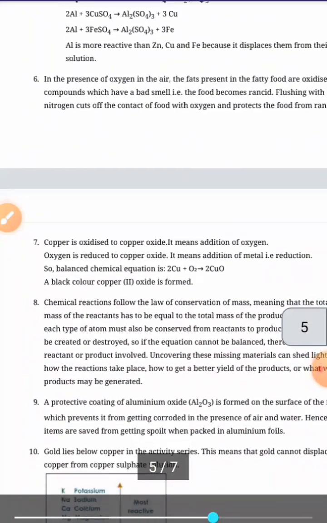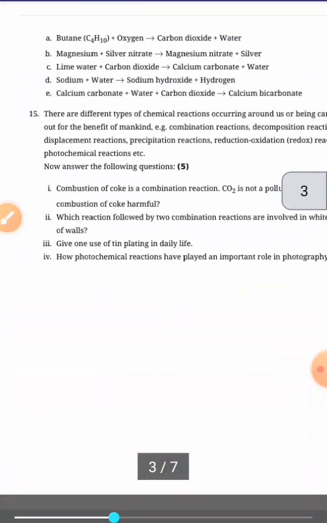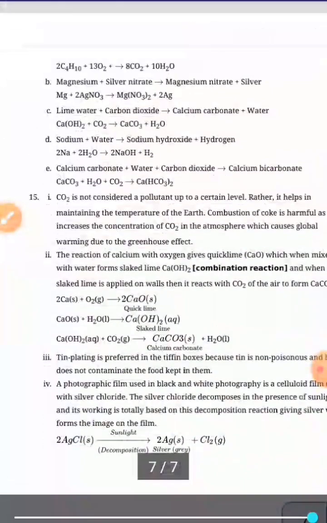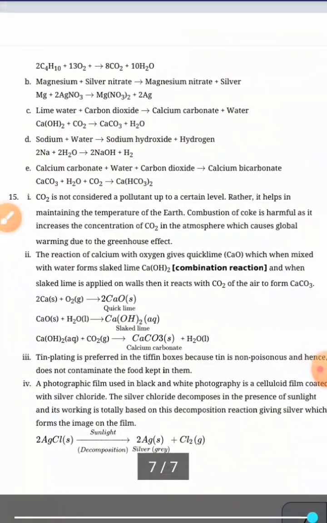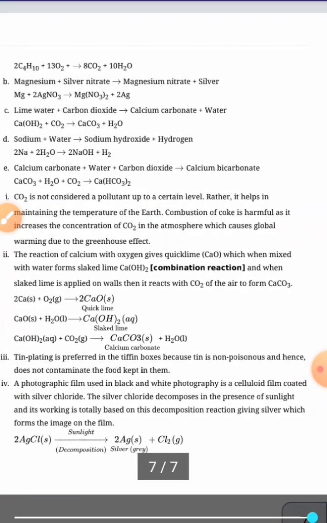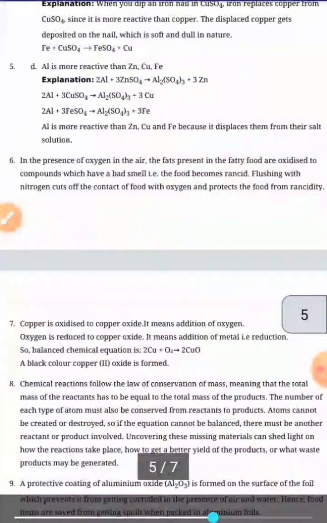Question number 3. Give one use of tin plating in daily life. Tin plating is preferred in tiffin boxes because tin is non-poisonous and hence does not contaminate the food kept in them. Question number 4.